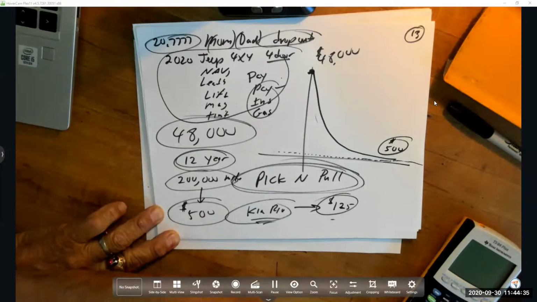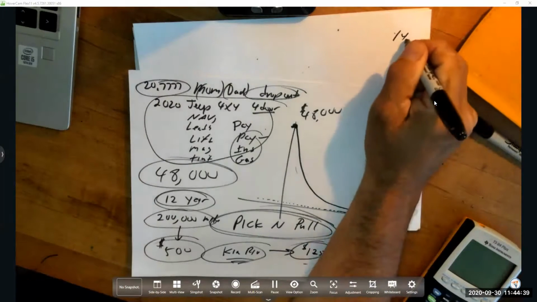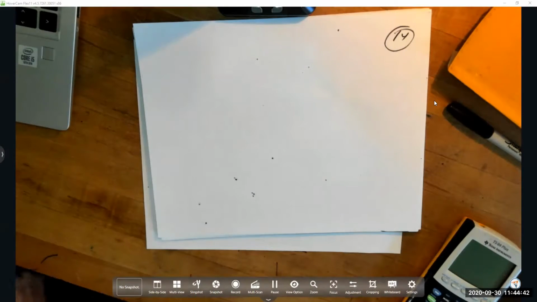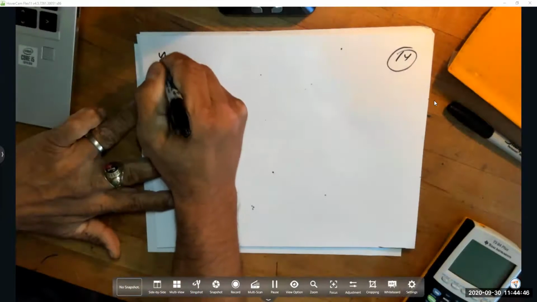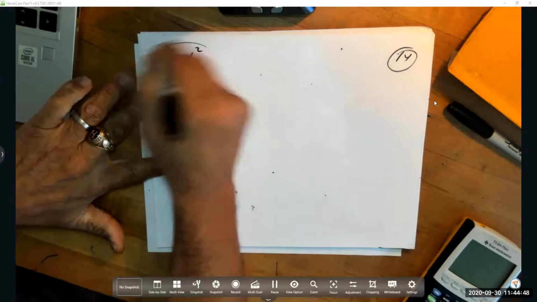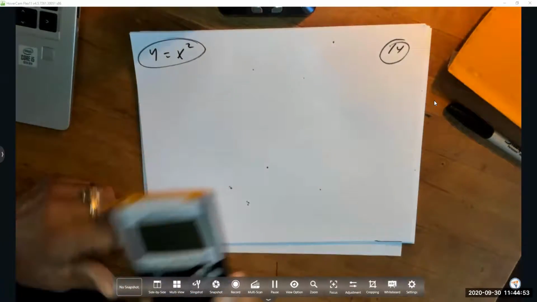All right. Now, the last thing I want to do is some graphs. Let me do easy graphs first. Let me do a super easy one first. Ready? I want everybody to do this graph here. That one: y equals x squared. Put it in your calculator. I'm doing it on mine.